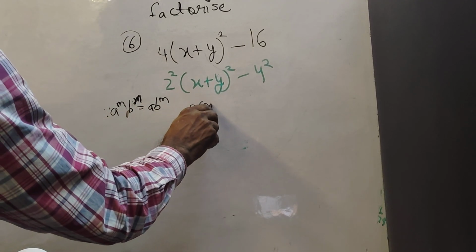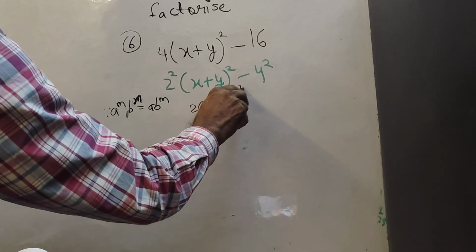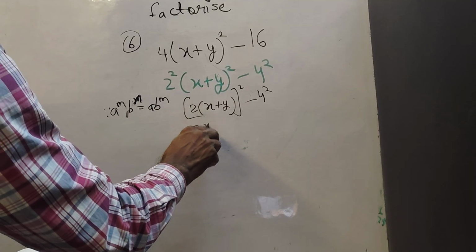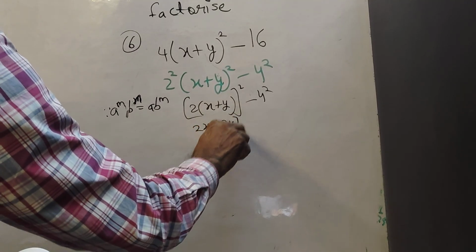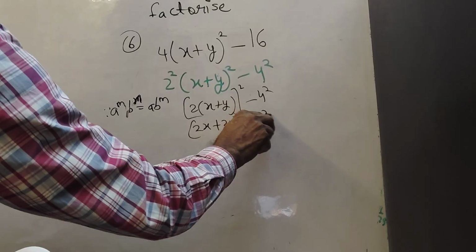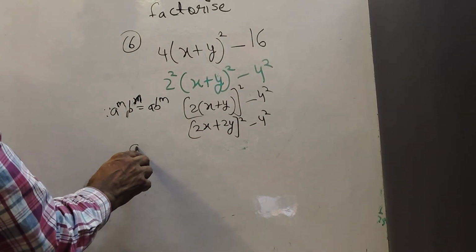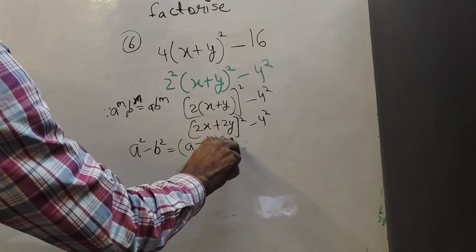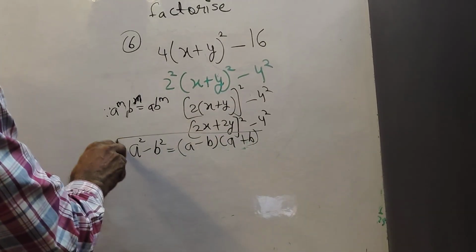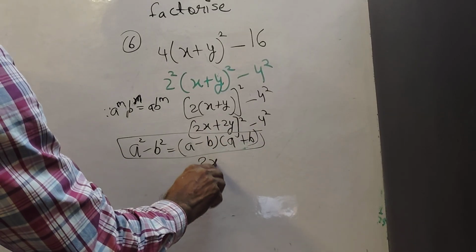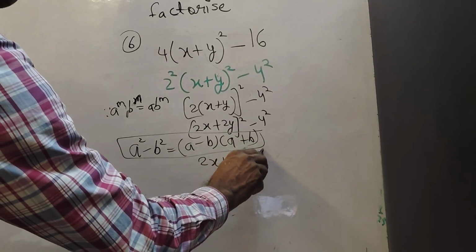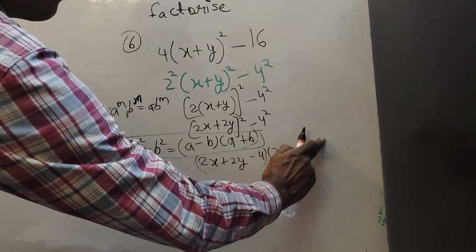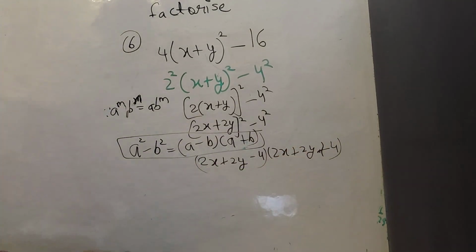So 2x plus y whole power 2 minus 4 square. So this 2 inside multiply, it becomes 2x plus 2y minus 4 square. So again identity a square minus b square is a plus b, a minus b. So according to this identity, we can write 2x plus 2y minus 4, and in second bracket 2x plus 2y plus 4. This is the final answer.